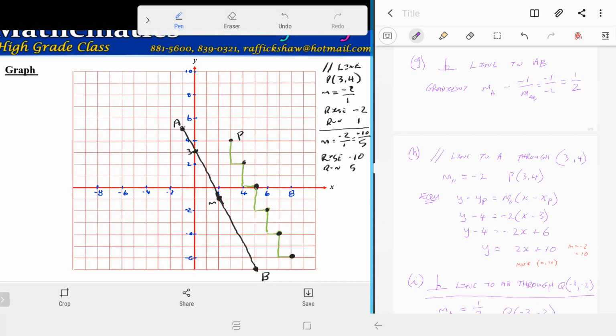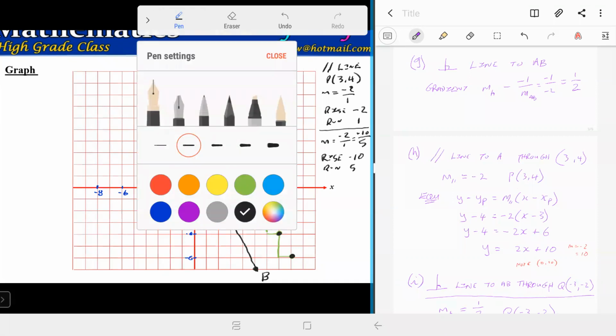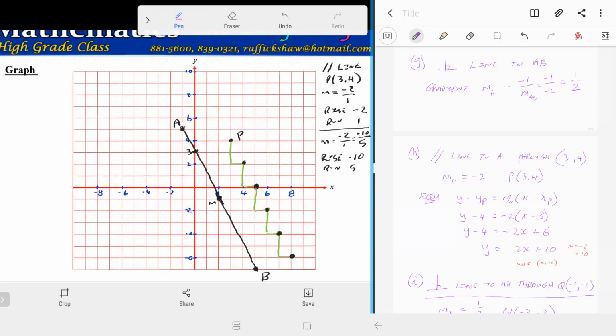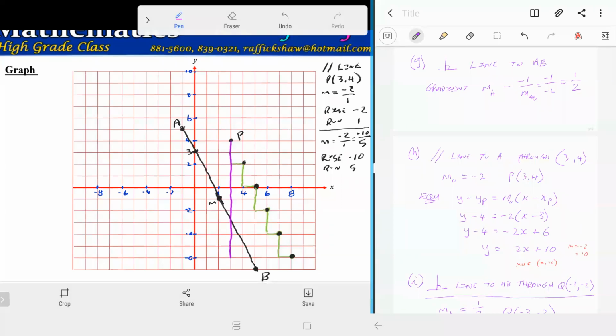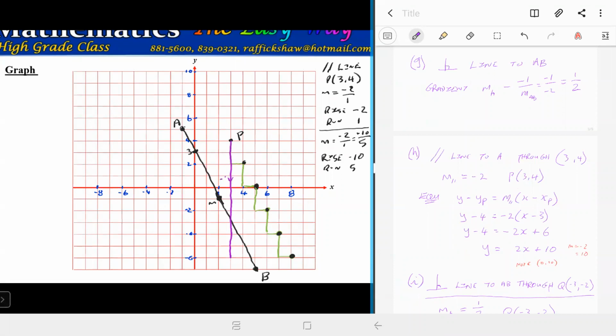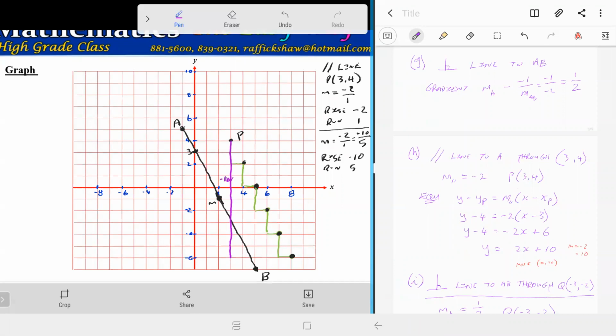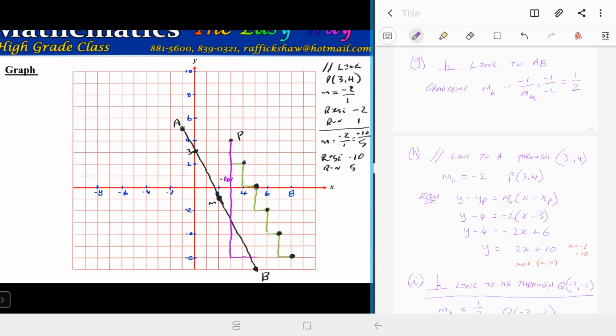Now I'm going to use a different color. Let's use the blue, or the purple. So in that case, I would rise negative 10. Watch this now. 1, 2, 3, 4, 5, 6, 7, 8, 9, 10. That's rise negative 10, that's 10 down. And then I'm going to run 5 now. 1, 2, 3, 4, 5. See, I end up back at that point anyway.